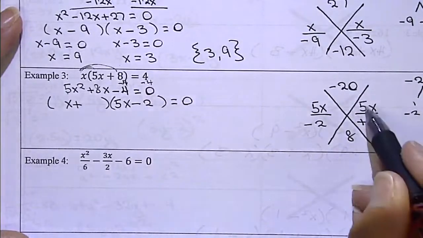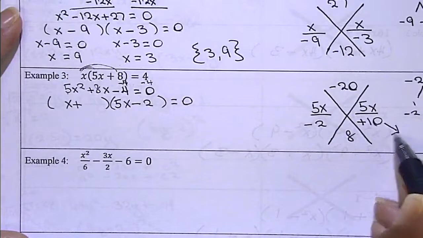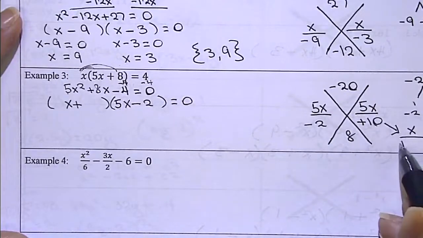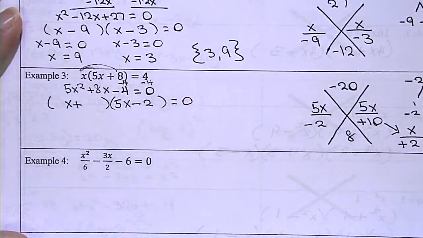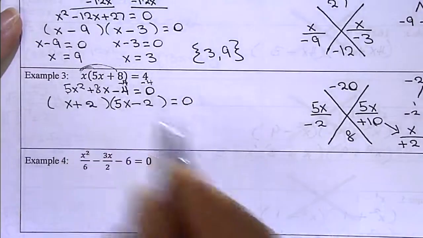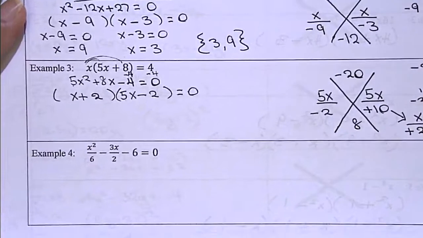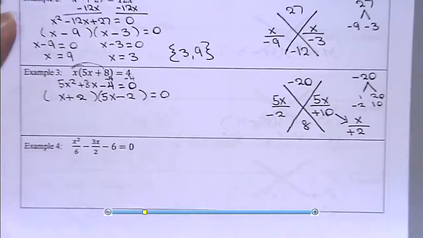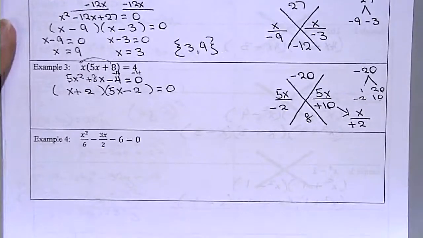And over here, I'm going to be able to reduce it. I'll divide both of these by 5, so that will be x over a positive 2. Well, this factor just became x plus 2. That should be kind of easy to you by now, right? Shrink this down a little so you can see better. Okay?